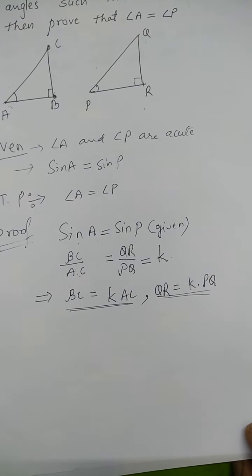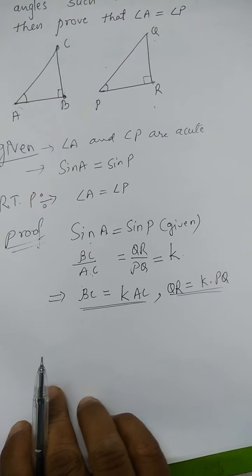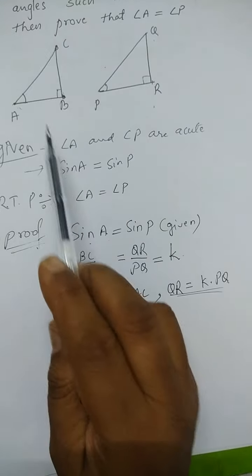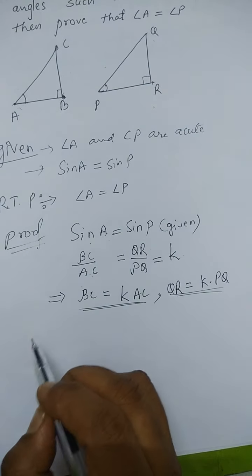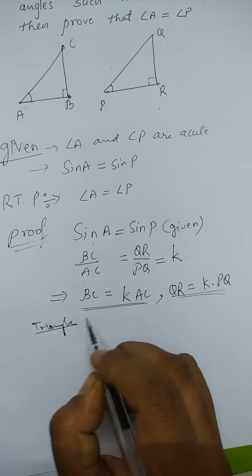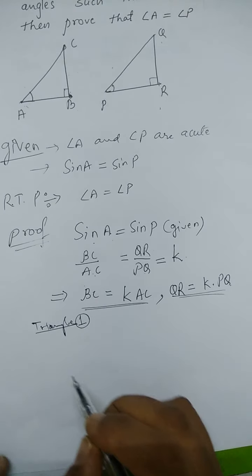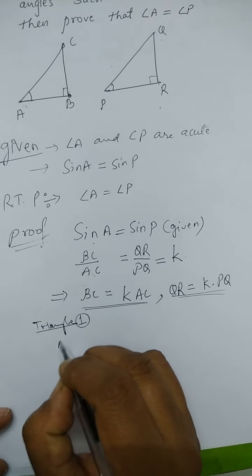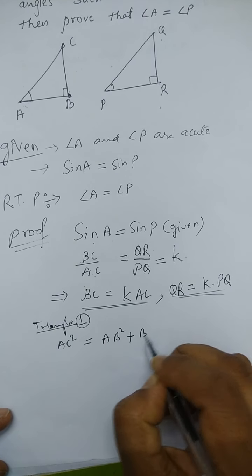But before that we have to use the Pythagoras theorem. You remember the Pythagoras theorem? Can you apply it for this triangle? Yes. For triangle 1, apply the Pythagoras theorem. AC square is equal to AB square plus BC square.